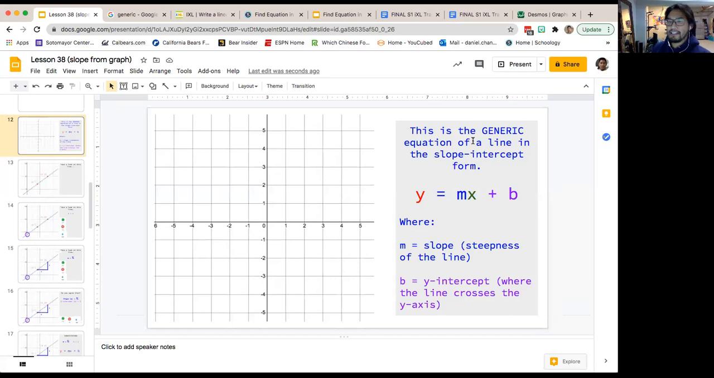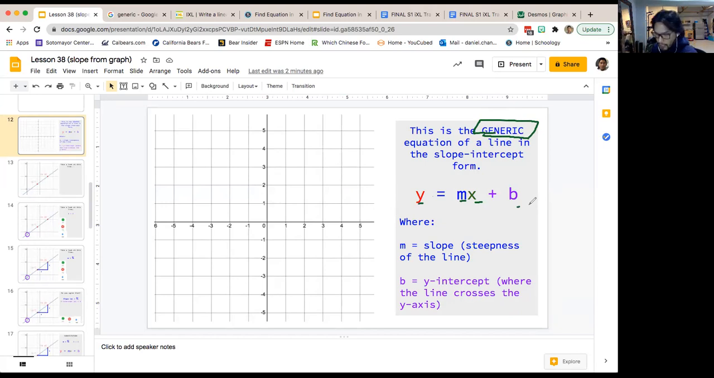You may recognize this, but what you're looking at right here is just a blank graph. But I want to point your eyes to this equation, y equals mx plus b. This is the generic equation of a line, generic, okay? Y equals mx plus b. It's all letters. There's no numbers in there. Crazy. There are 4 variables in here.